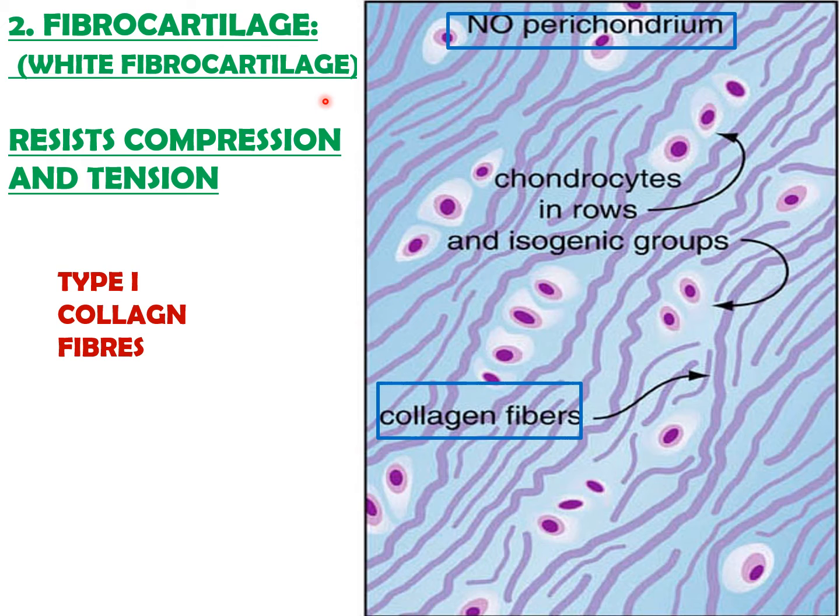Here you can see no perichondrium. So you can identify the fibrocartilage. There is absence of the perichondrium. Fibrocartilage is also called white fibrocartilage because it looks very much like dense fibrous tissue. So the other name given is white fibrocartilage. It resists compression and tension. Here there are type 1 collagen fibers.